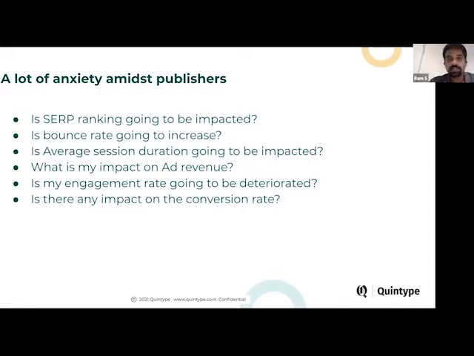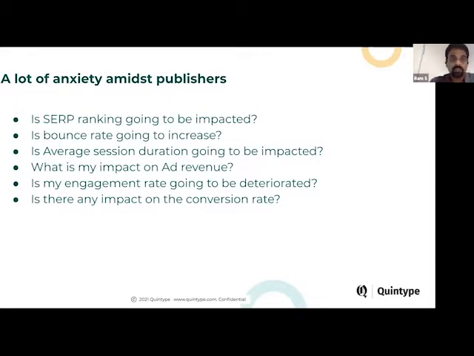Average session duration, I don't have to really explain a lot about this. The more time the user is hooked on a page, the more time the user spends in a specific session, the more the engagement is going to be. Whether it is going to be impacted or not is another common question a lot of publishers are constantly thinking about.